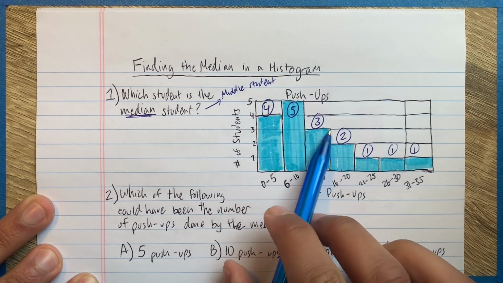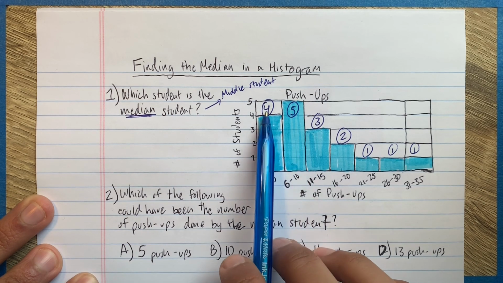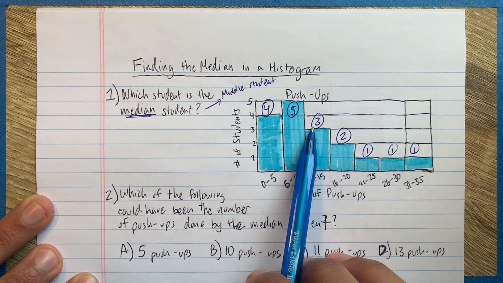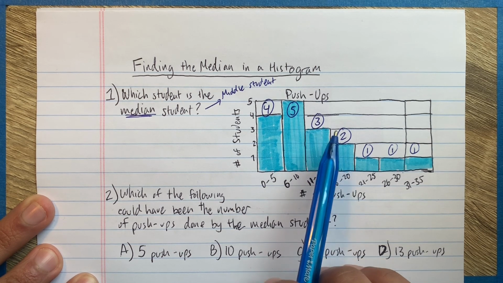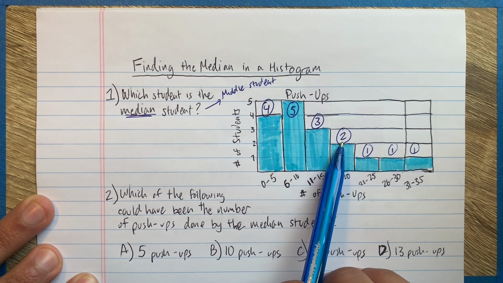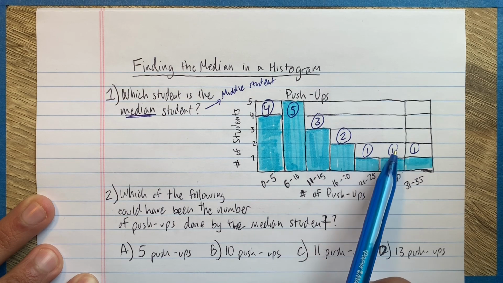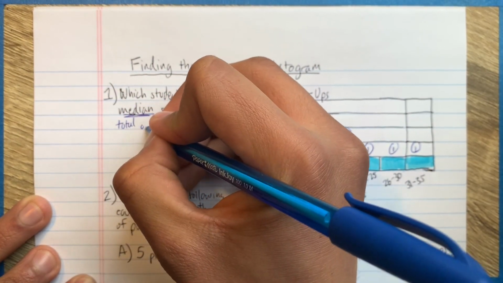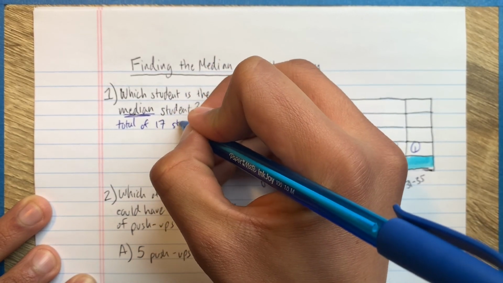So if we add these numbers up, we get the total number of students. 4 plus 5 is 9. 9 plus 3 is 12. 12 plus 2 is 14. And then we have 15, 16, 17. So we know we have a total of 17 students.